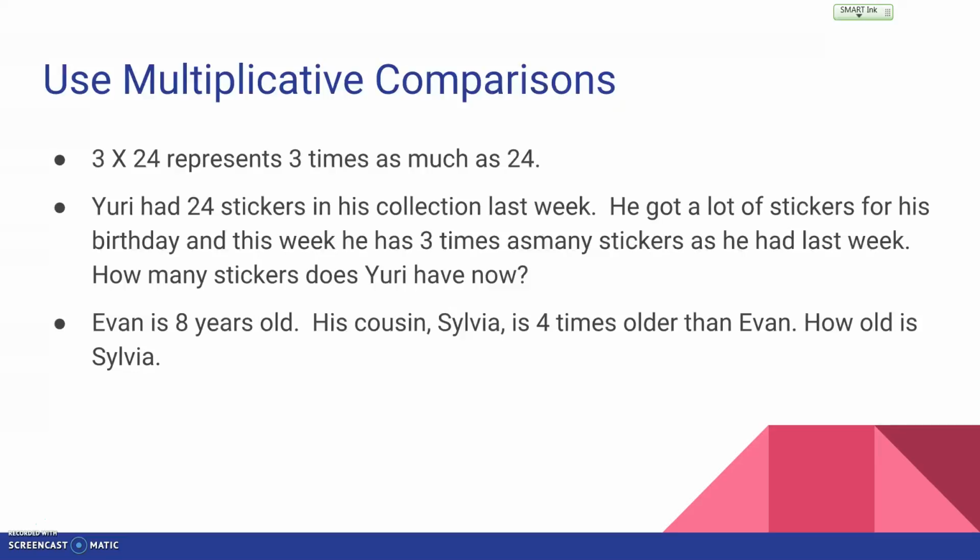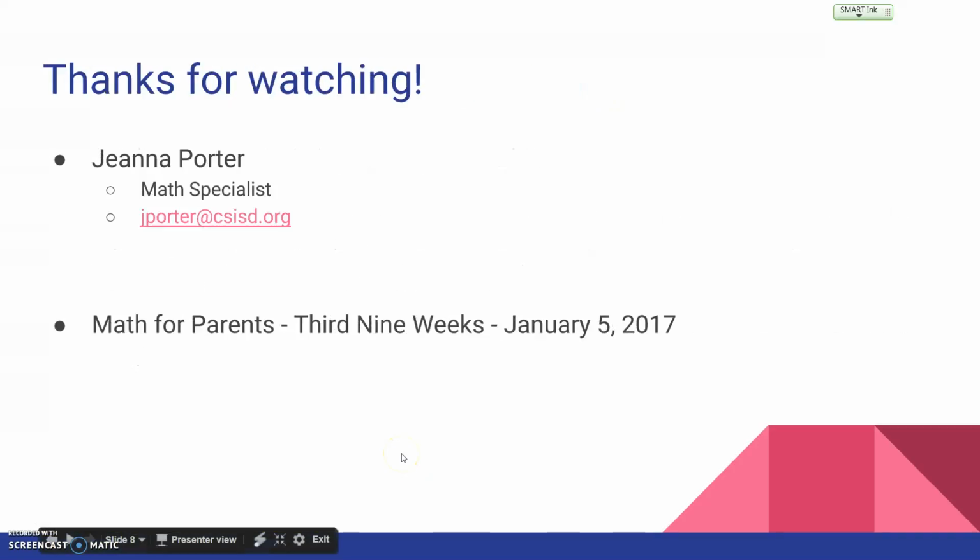Another example, Evan is 8 years old. His cousin Sylvia is 4 times older than Evan. How old is Sylvia? I see a couple of typos on this page. I apologize. But we know that if we take Evan's age and multiply it times 4, that would tell us Sylvia's age. Again, this is how they're going to extend their knowledge and use of multiplication.